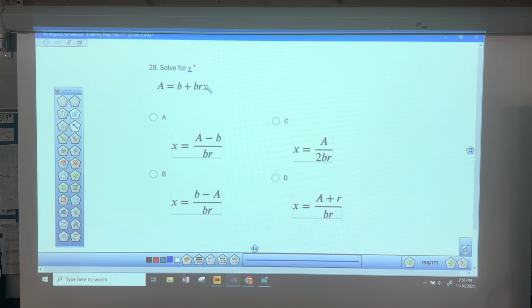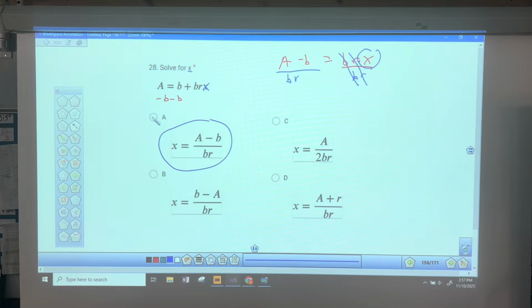I'm solving it for this letter x. The first thing I want to do is subtract b from both sides. That's going to give me a minus b is equal to b r x. Now the opposite of multiplying by br is dividing both sides by br. So x is going to equal a minus b over br. Choice A.